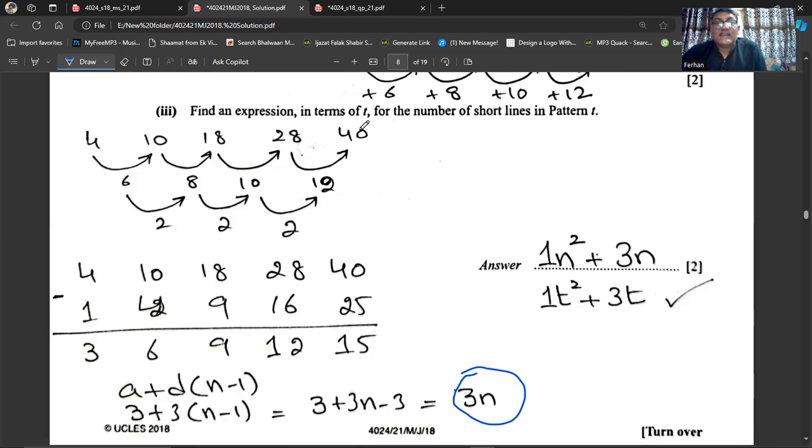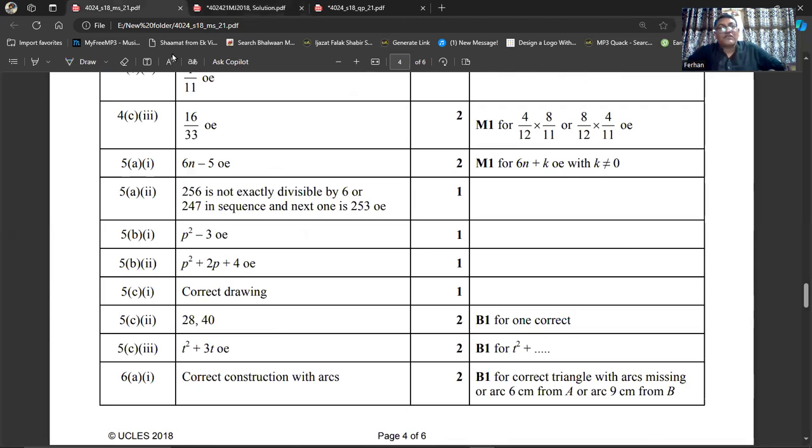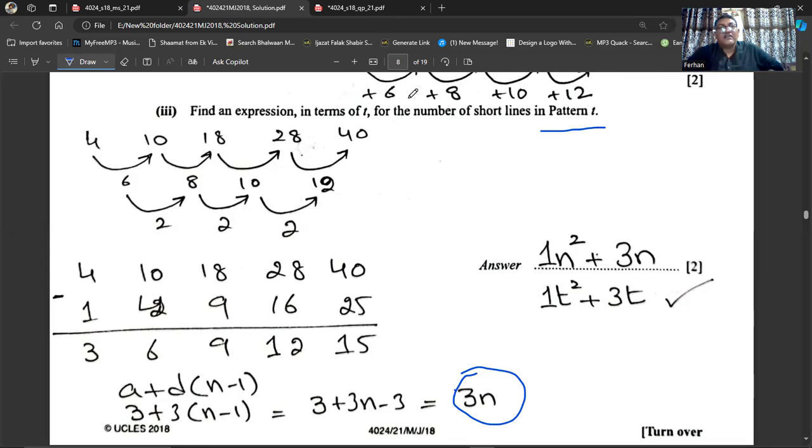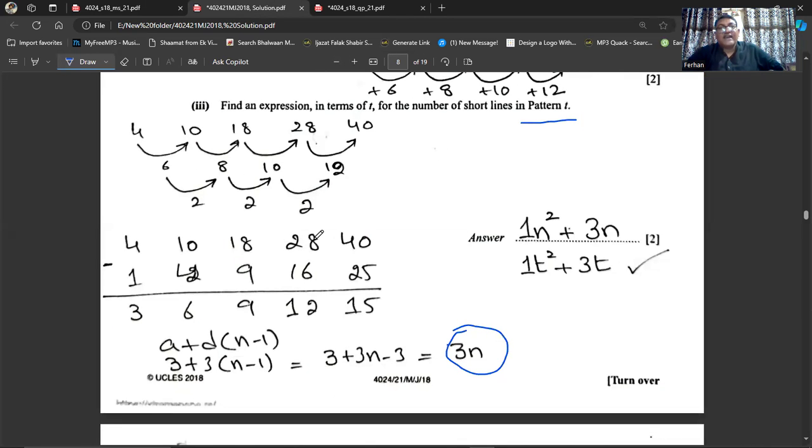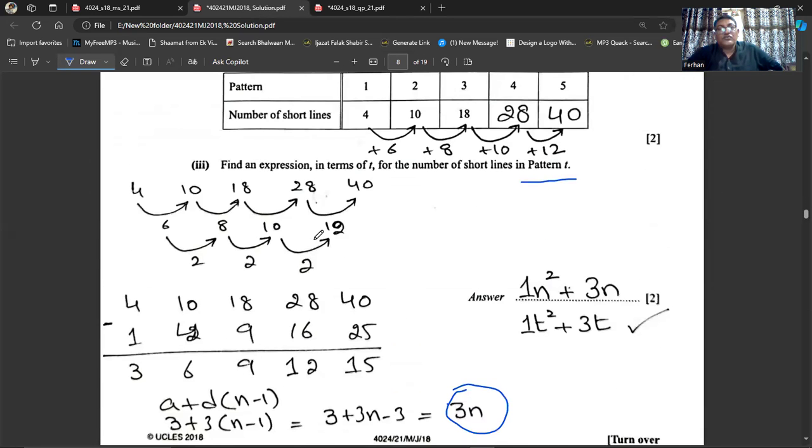Because he said this is the p pattern, instead of writing n, you can write t. So my final answer is 1t square plus 3t. 1t square plus 3t. Let's check. Oh, our answer is right. Hopefully you understand.